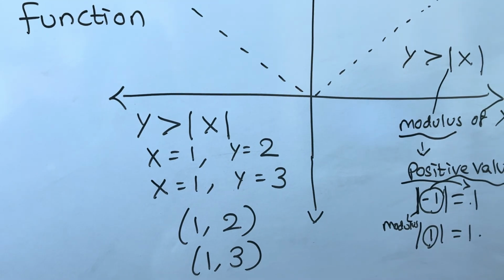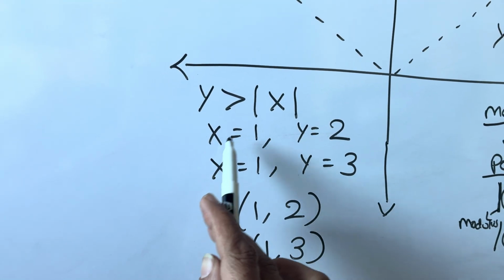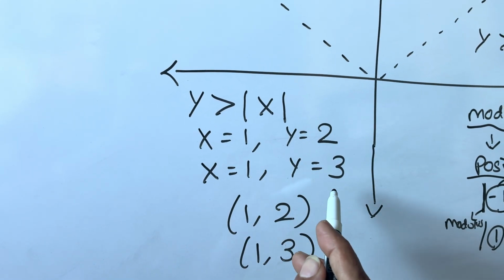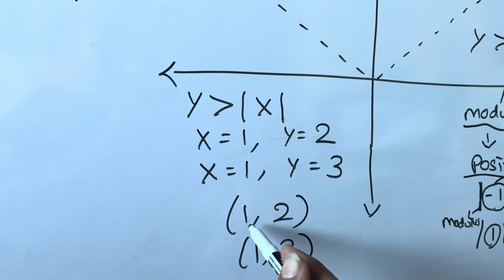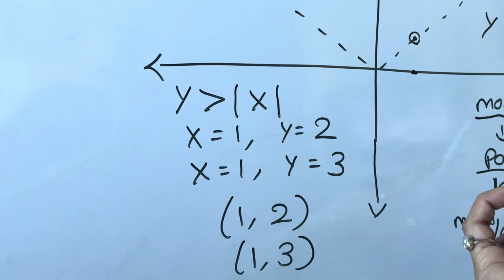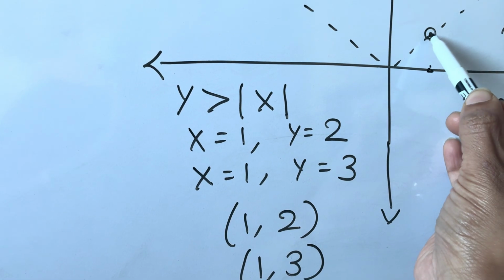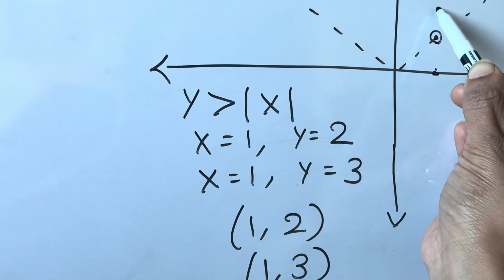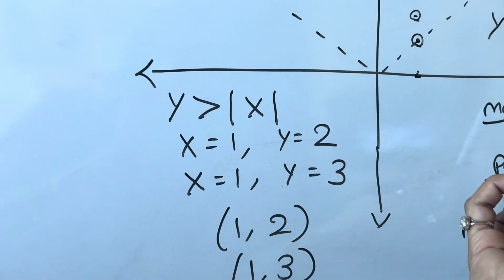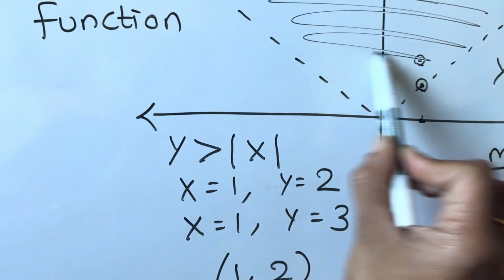Okay, so coming to the problem, the graph y greater than modulus of x. Let me show you by taking an example. For x equal to 1, we have y equal to 2. For x equal to 1, we again have y equal to 3. So 1 comma 2, which is 1 here and 2 here, and 1 comma 3, which is 1 here and 3 here, on top. So that would be another point, and the graph is represented by the shaded portion here.